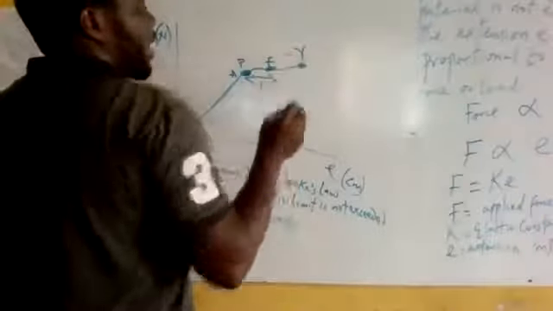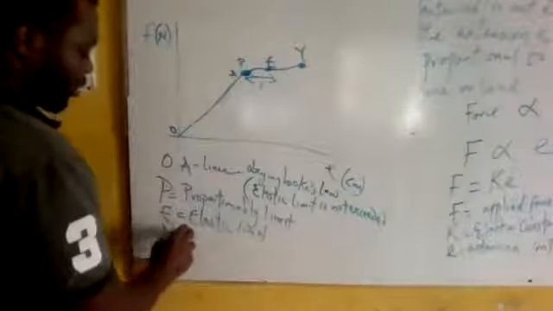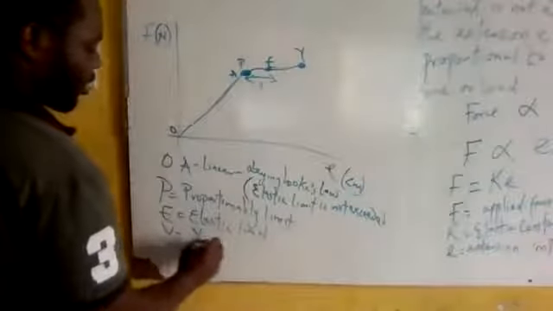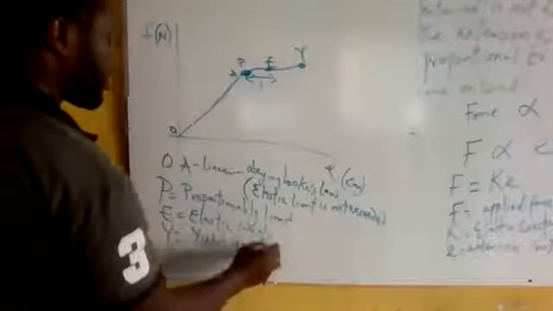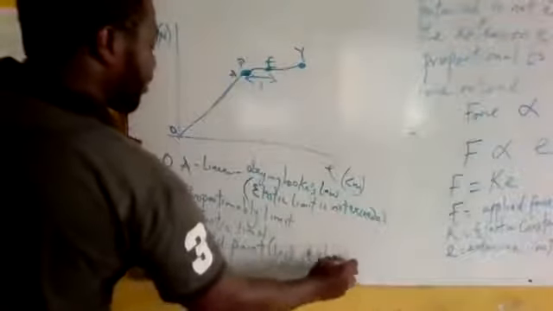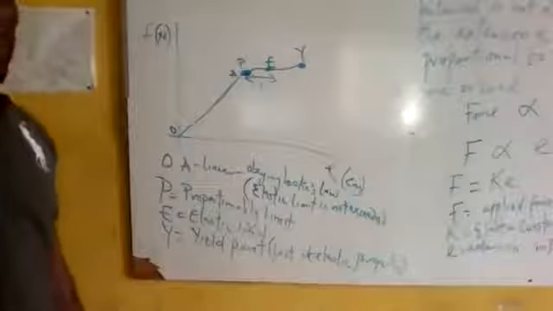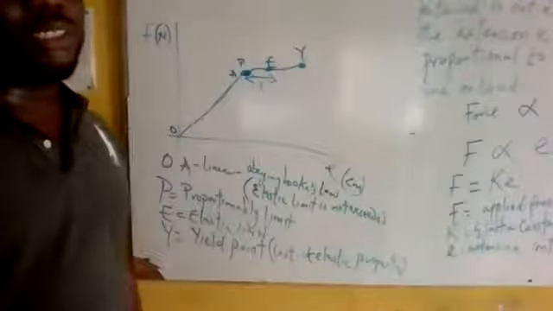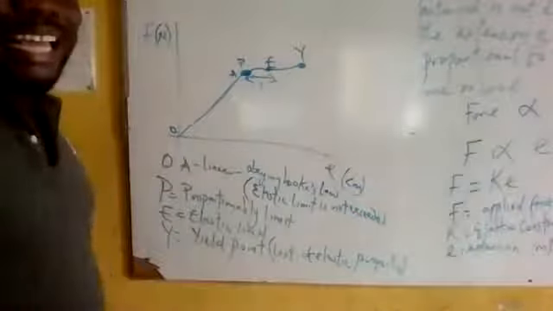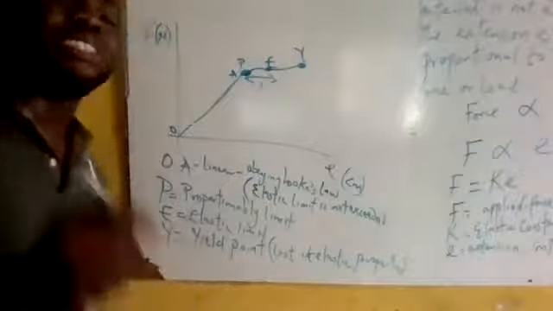Are you getting me? So after this, you have your yield point. At the yield point, it means that it has lost its elastic properties. So even when you remove the force, it cannot return back to its original shape and size. It has yielded. It has now become a plastic. At the yield point, the elastic material has now changed to a plastic.